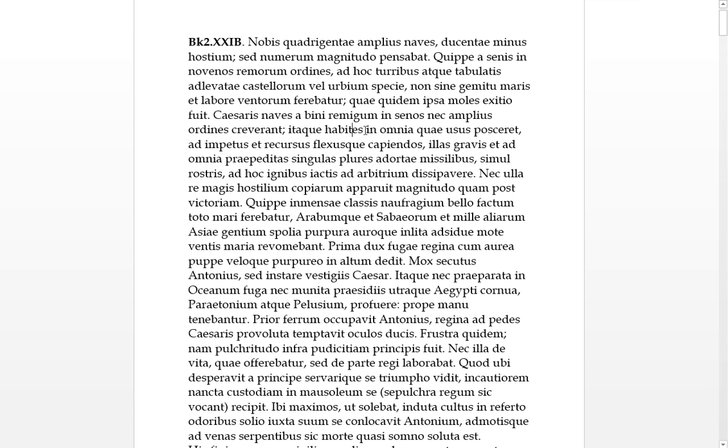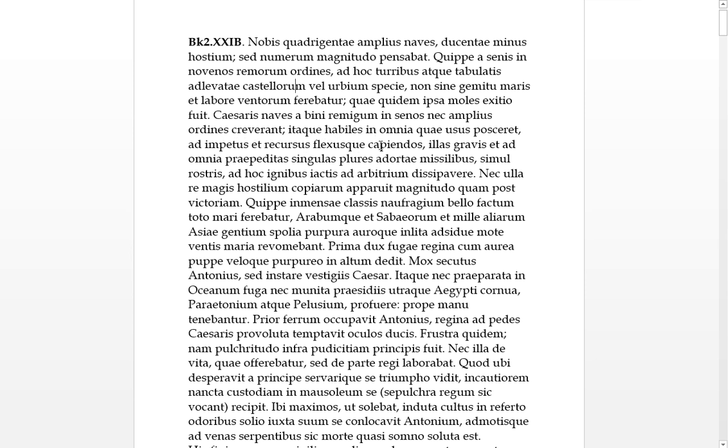Habiles, there's another difference here. We've got habiles, which means easy to handle, in omnia quae usus poscerat. So they were habiles, easy to use in everything which use demanded. So whatever they needed to be done, whatever the use demanded, they were steerable or movable in everything. Ad impetum, to an attack, and recursus flexus que capiendos, and to taking recourse, means going backwards, and flexus is bending. So if they needed to come forwards or to take a retreating action, they were habiles.